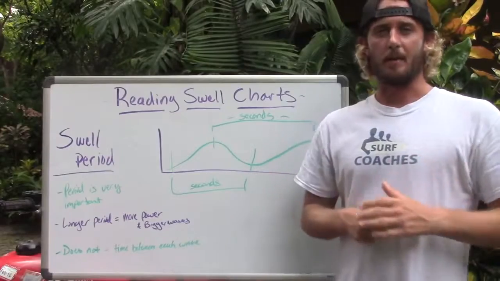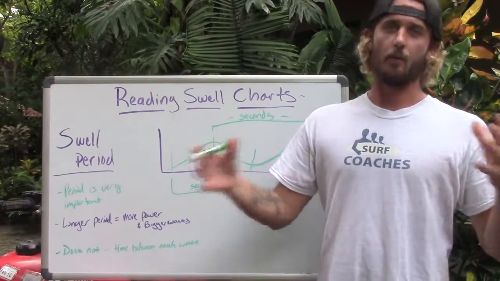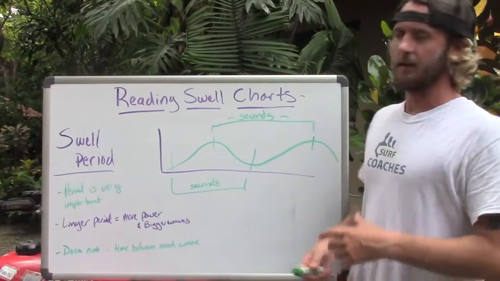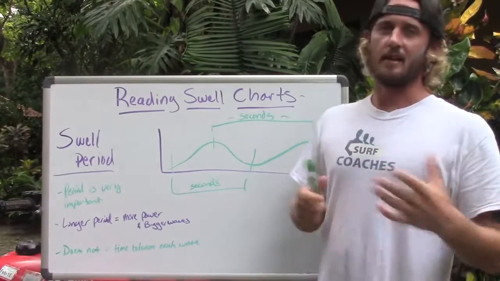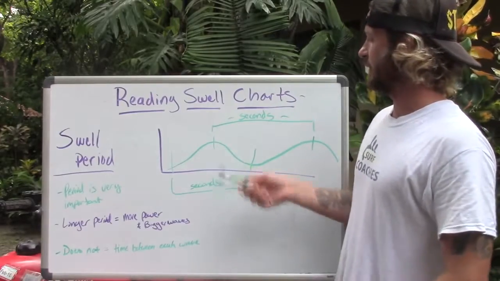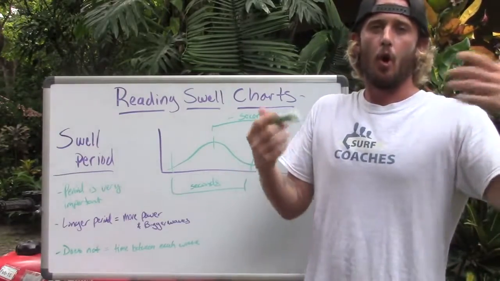So the next part I want to talk about is the swell period. In my mind, the swell period is one of the most important things about reading a swell forecast. Just for starters, the swell period is measured by the buoys offshore, and that measures the distance in seconds from trough to trough, so the low points of each wave, or from peak to peak. It really makes no difference, and it basically takes an average over time.